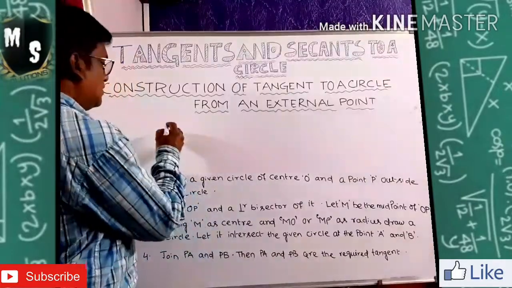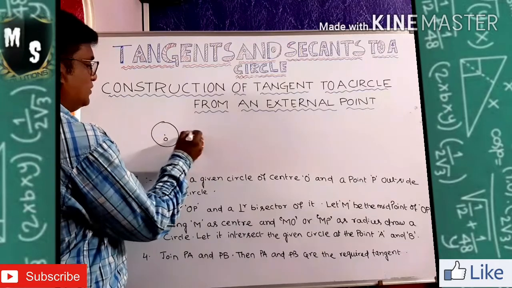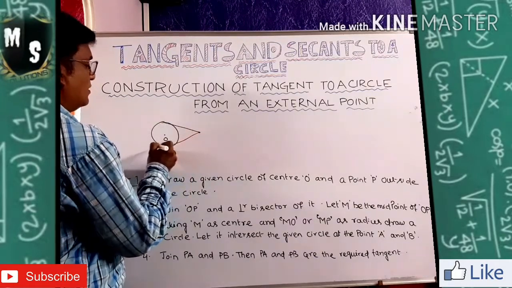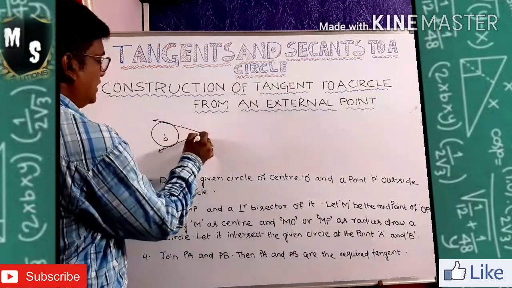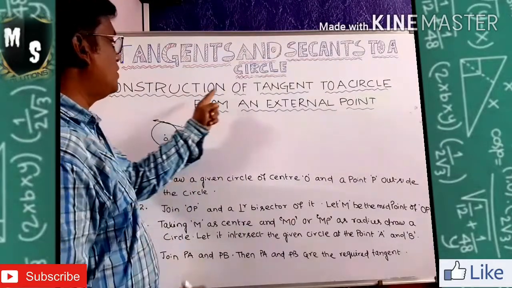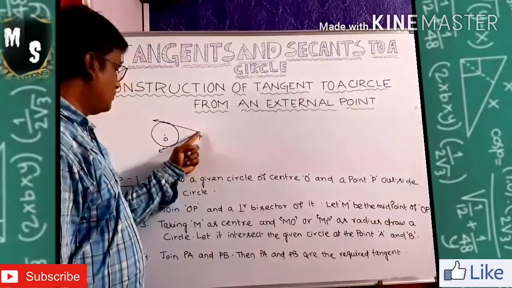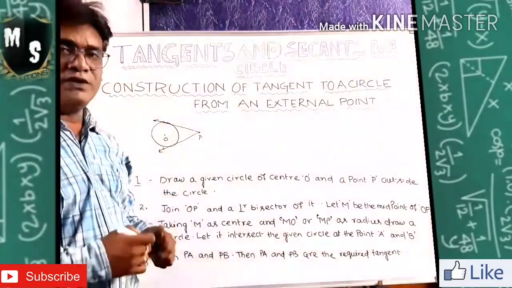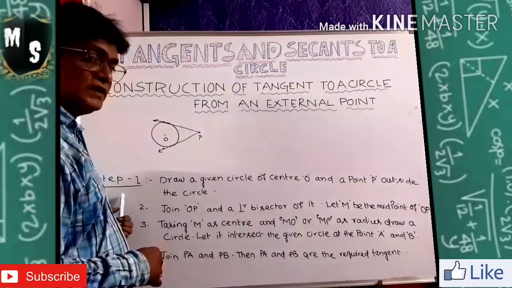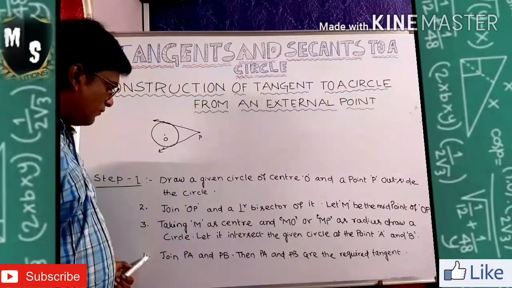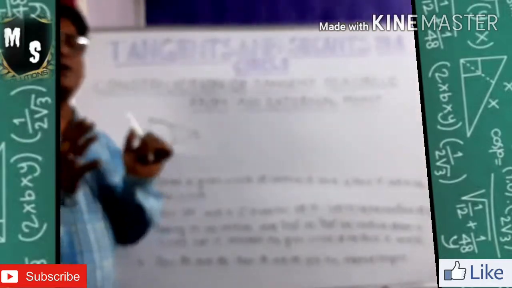See now, suppose here is a circle, and here is the external point. You are going to draw two tangents to the circle from this external point. Let it be P. So this is the point. Construction of tangents to a circle from an external point. I will do the construction now with these steps: step 1, step 2, step 3, step 4. With the steps, I am doing the construction. Please try to understand it nicely.